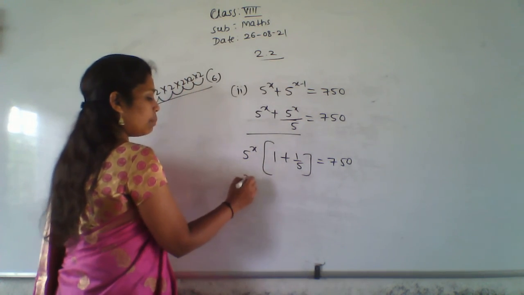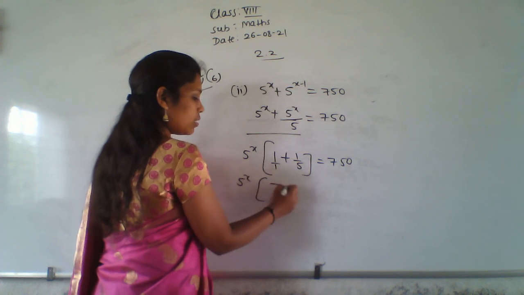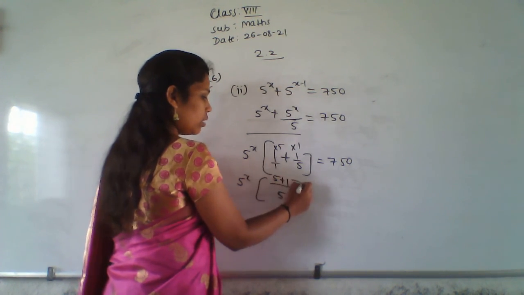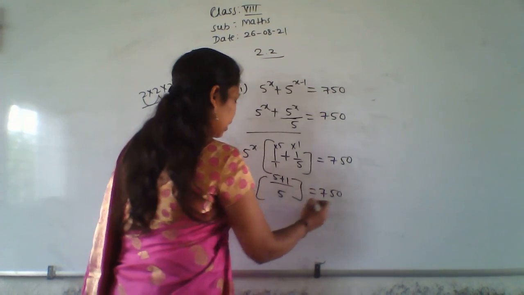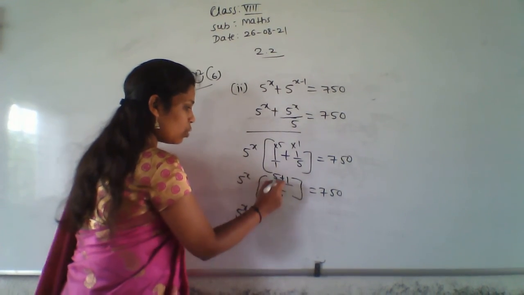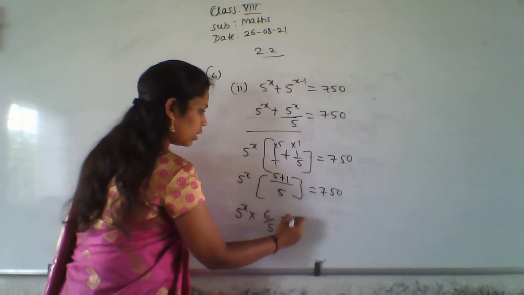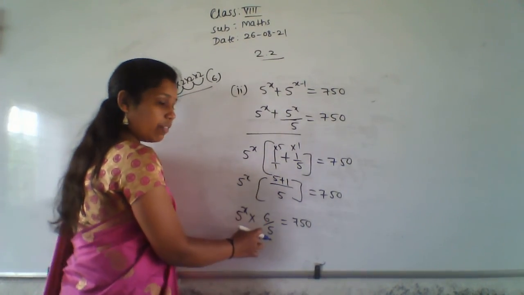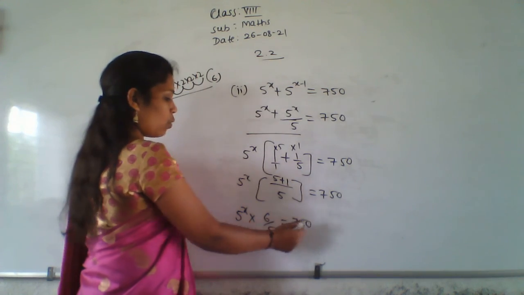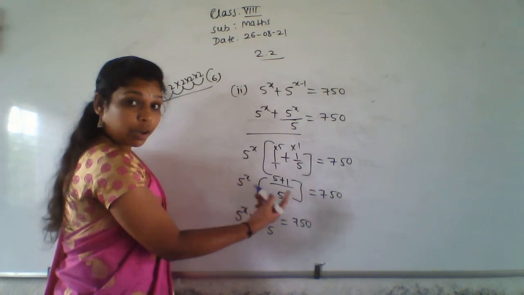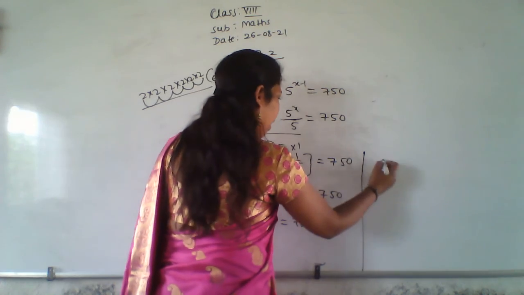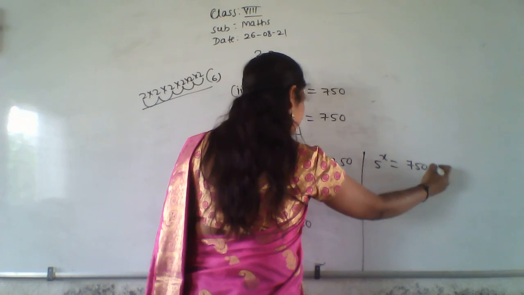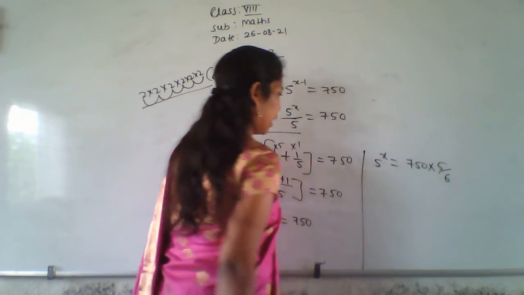Now simplifying the bracket, here the LCM is 5. 1 5 is 5, plus 1, that is equal to 750. Here 5 to the power x into 6 by 5 is equal to 750. Right? So now take the 6 by 5 to the RHS side. What will it become? Take the reciprocal of that. So 5 to the power x is equal to 750 into 5 by 6.